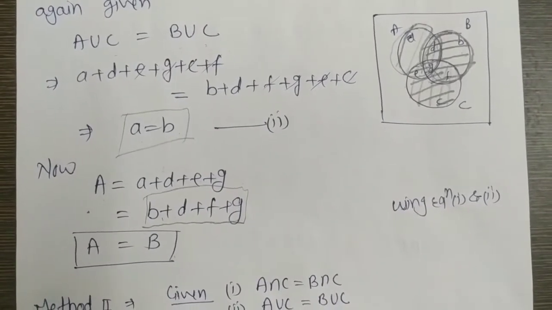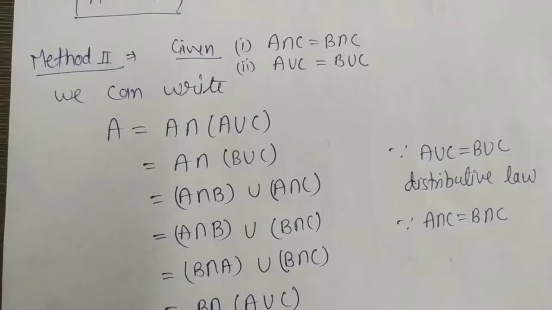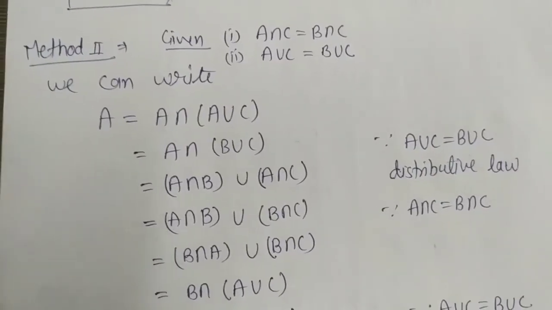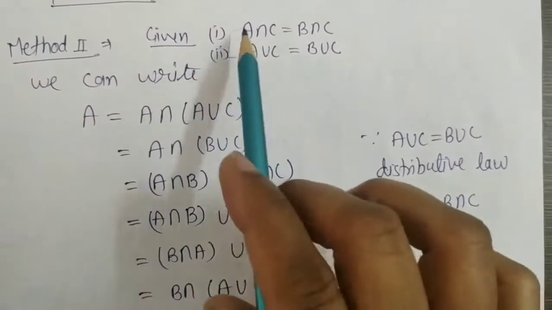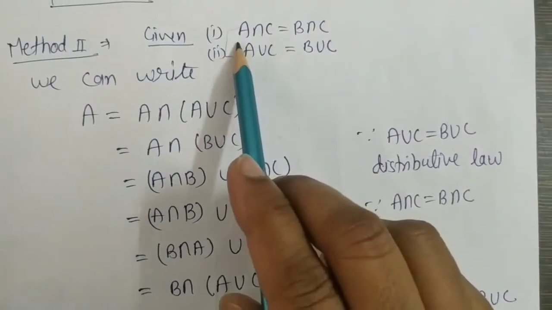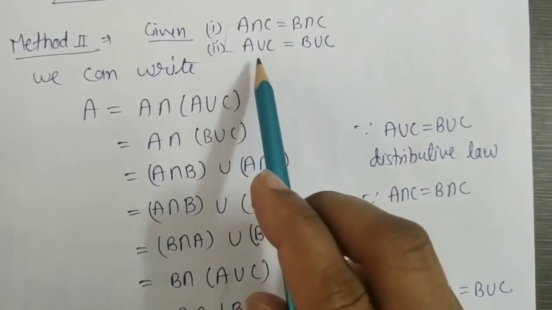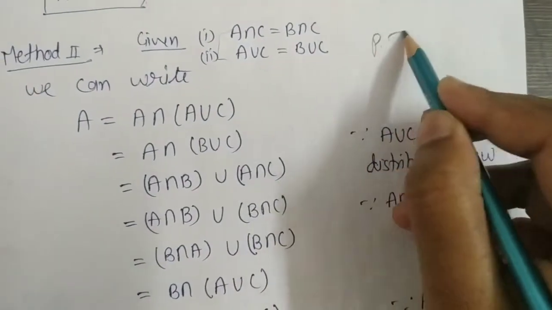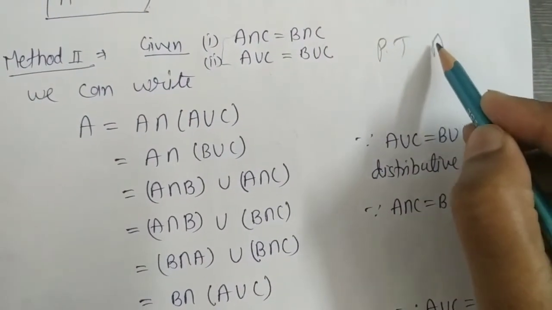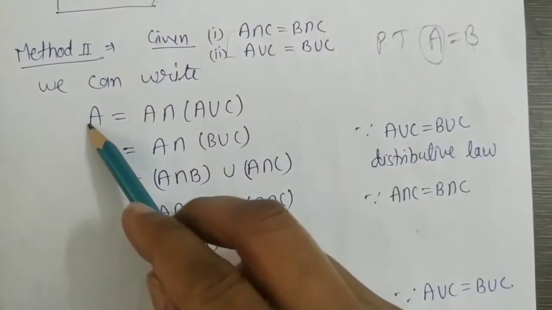The similar problem we will solve with the properties of sets. For method second, these two are the given conditions: A intersection C equals B intersection C, and A union C equals B union C. We need to prove that A equals B. So we will start with A.